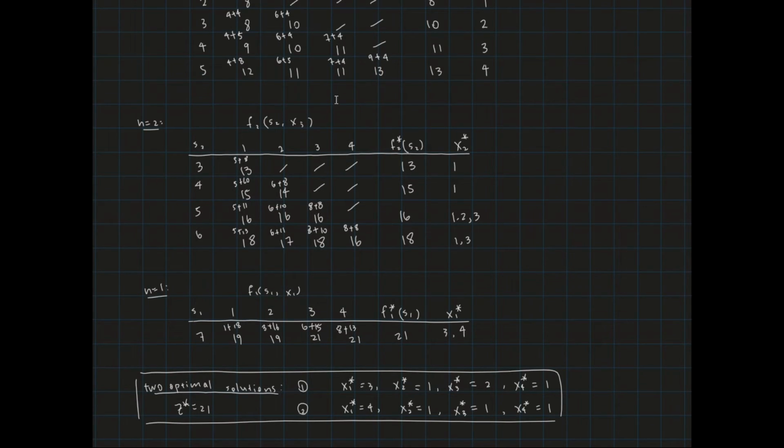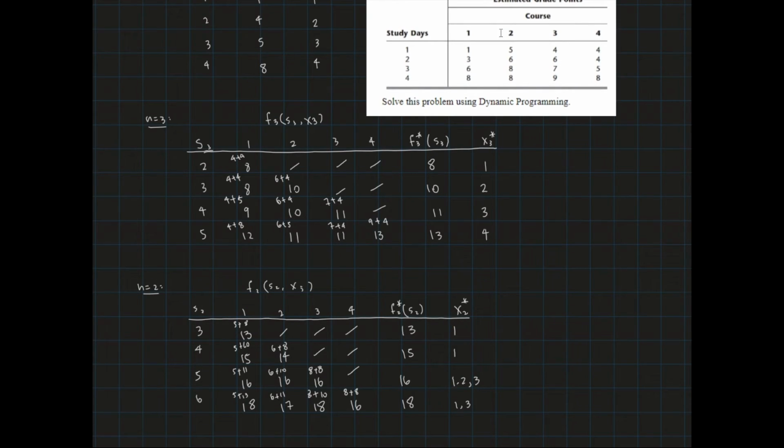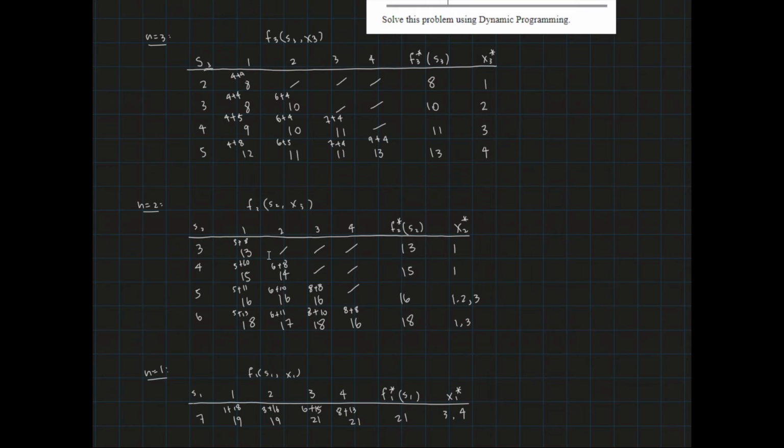Now, we know this pretty well by now, so we can really fly through the rest of this. You do the exact same process for n is equal to 2, except now your first value, you're referring to the course 2 column in this grade point table. And then for your second value, you're referring to the n is equal to 3 table, in particular this column. And then we hash values out again because they're simply not feasible. And then we get these values.